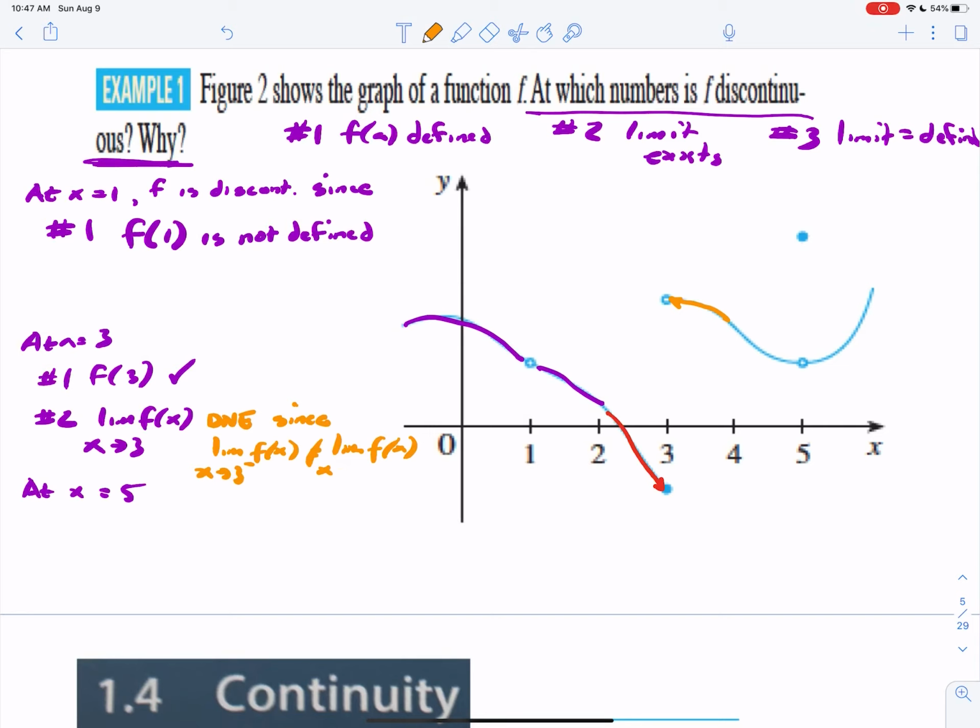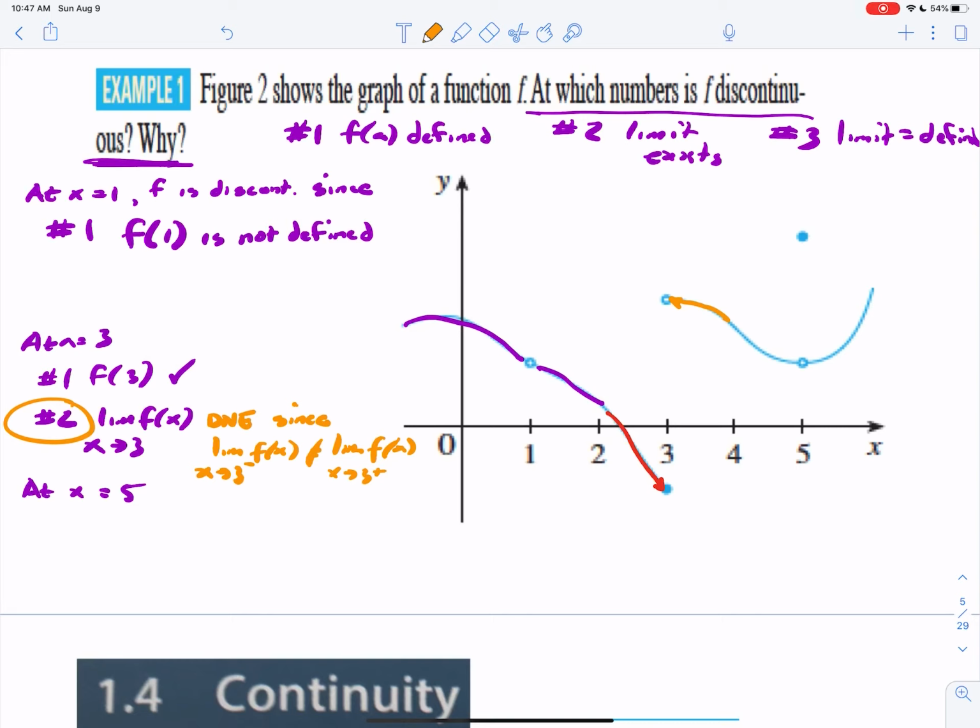So again, when you're trying to prove something is discontinuous, all you need is one case, right? So therefore, it breaks rule number 2 here, right? Now go ahead and do number 5.